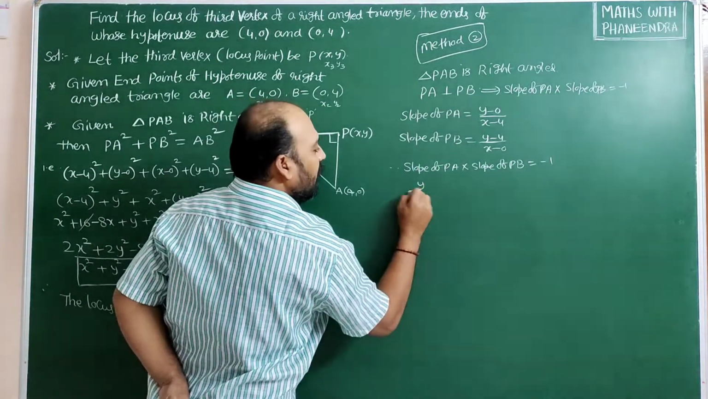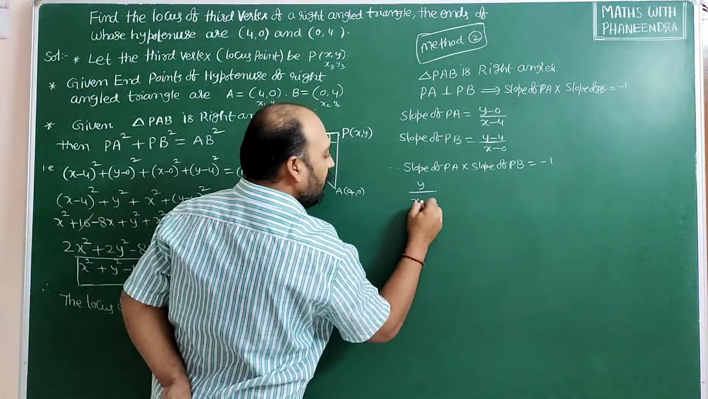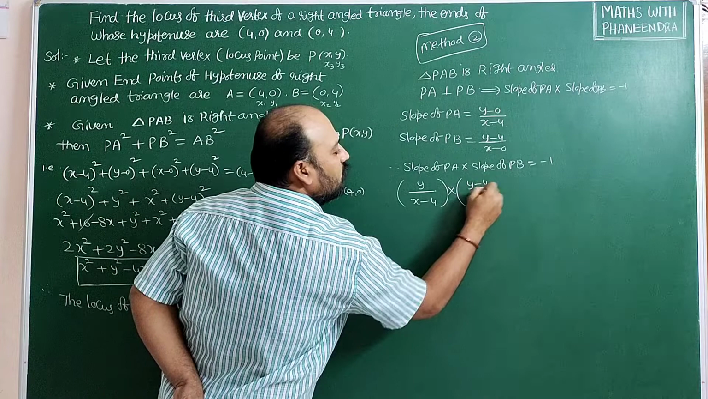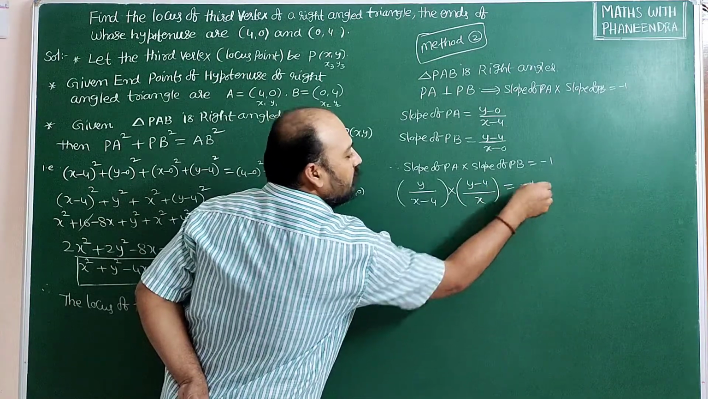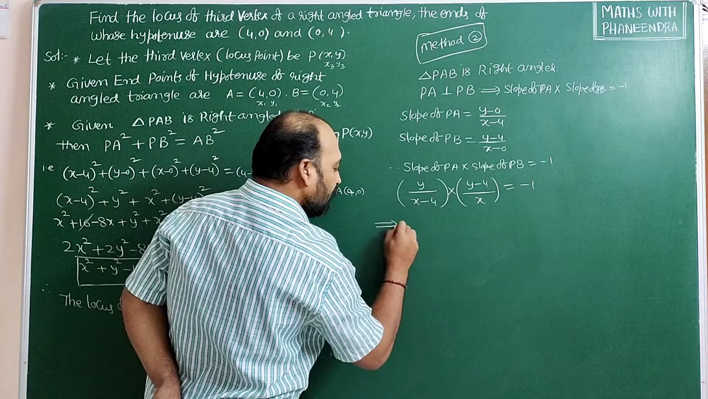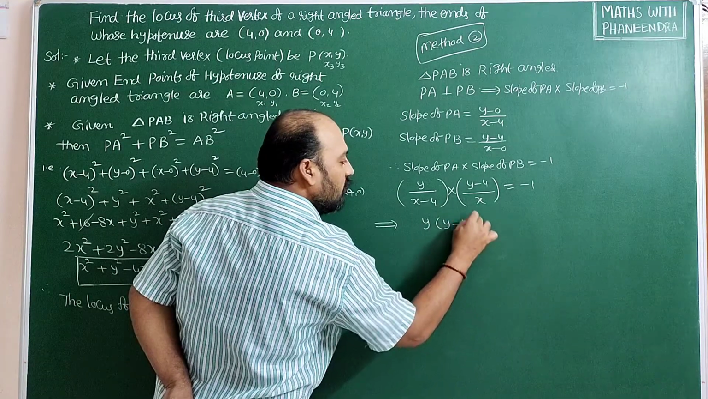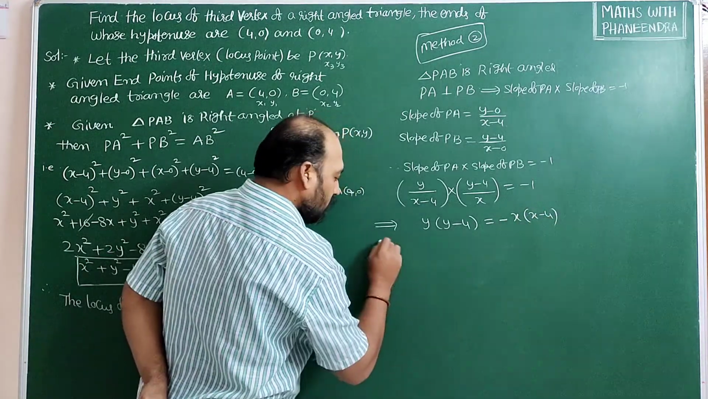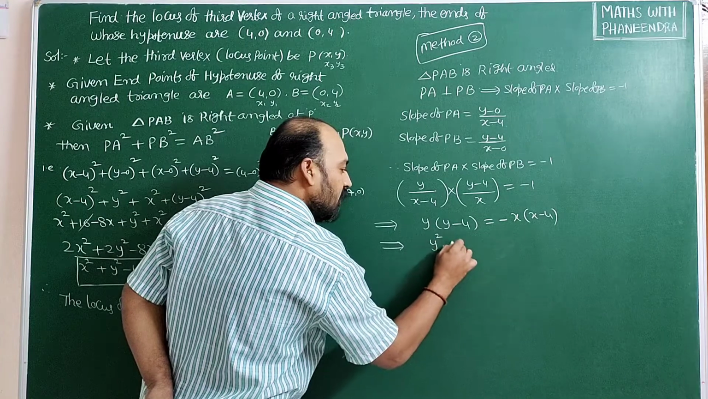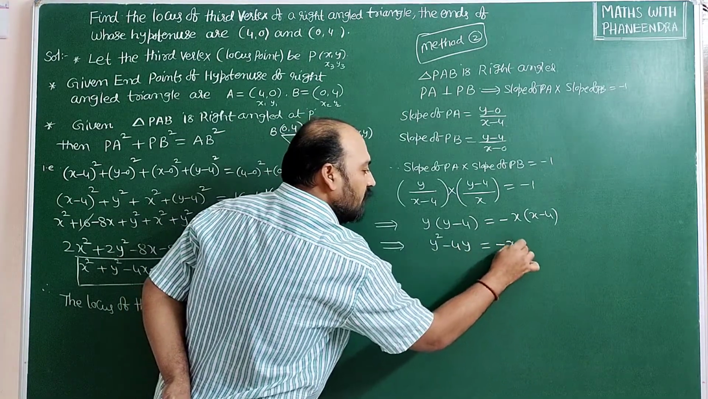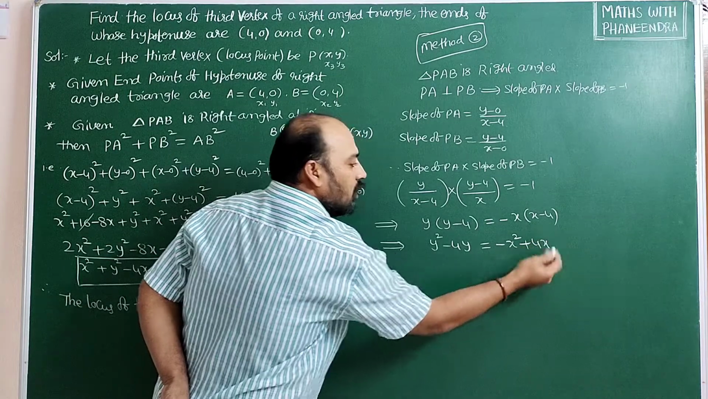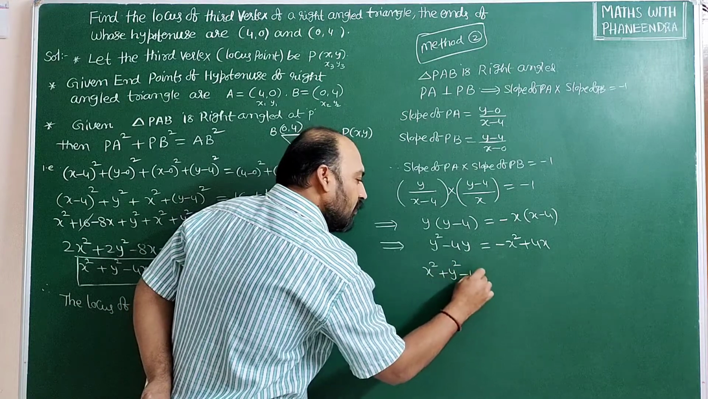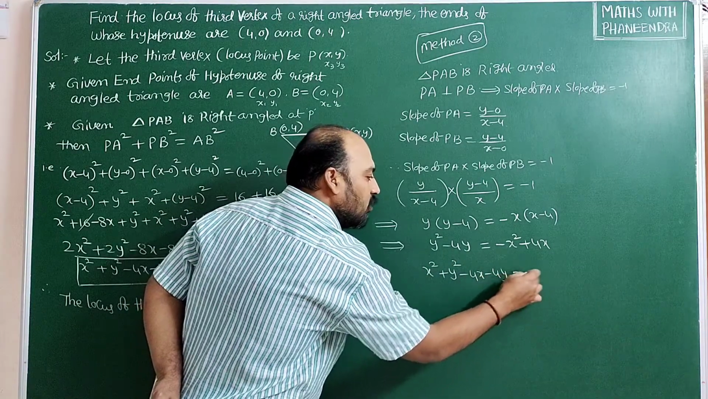Slope of PA, y minus 0 means what? y by x minus 4 into y minus 4 by x minus 0 is equal to minus 1. So actual multiplication, y into y minus 4 is equal to minus x into x minus 4. That implies that y square minus 4y is equal to minus x square plus 4x. All these values we can take this side. So x square plus y square minus 4x minus 4y equal to 0.